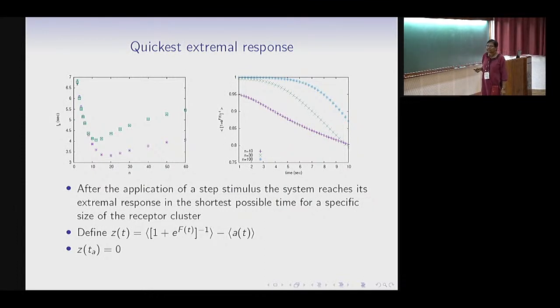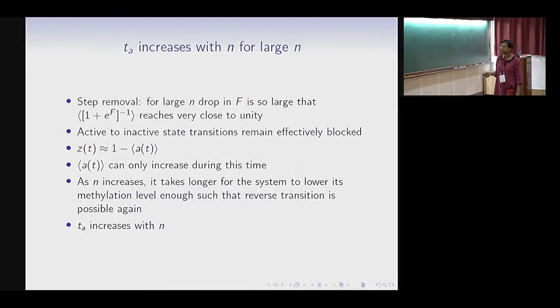And next, I want to explain this effect. So first, let me define this quantity Zt, which is the difference between this Boltzmann form and average activity. By definition, Z of Ta is 0 because I have just proven that at t equal to Ta, these 2 quantities are equal. So first I will explain why for large n, Ta increases with n. So here it is. Consider the case of step removal. You can easily generalize it to step addition also.